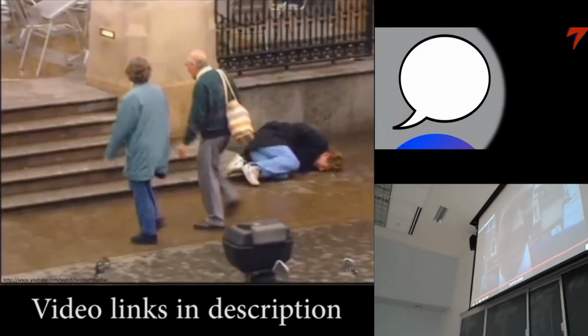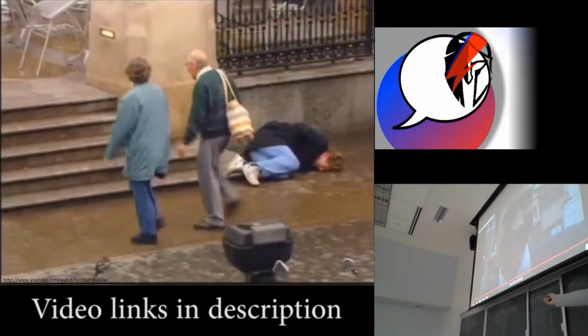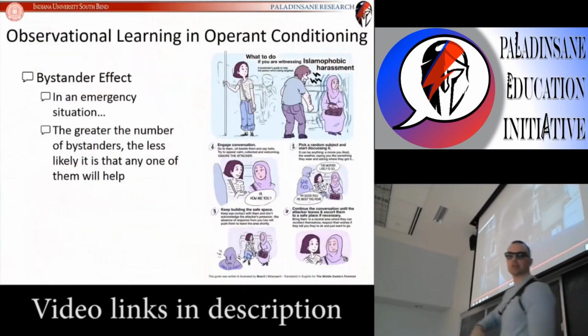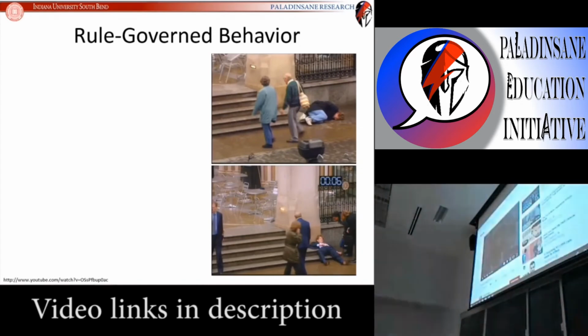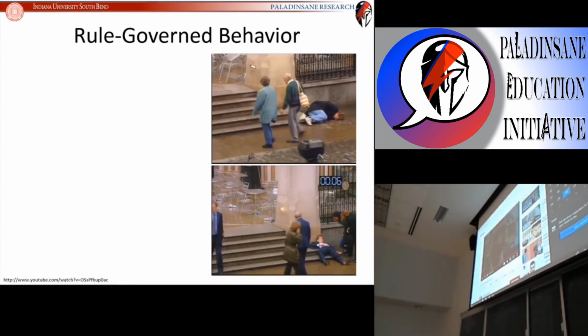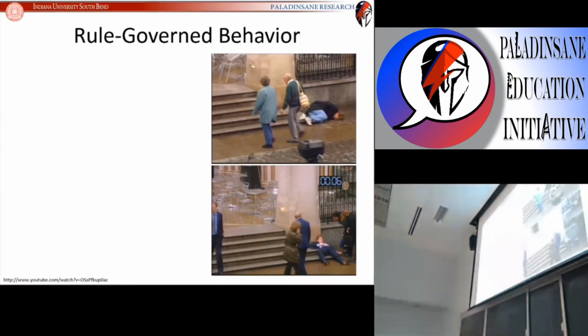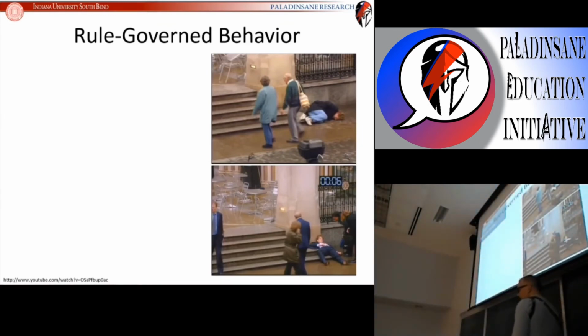Okay, so what we're going to do now, we finished up our look at observational learning. So we are now going to turn to rule-governed behavior, and we'll see how much of rule-governed behavior we can introduce at this point, and we'll end where we end. All right. So we're done with observational learning. We're now turning to rule-governed behavior.